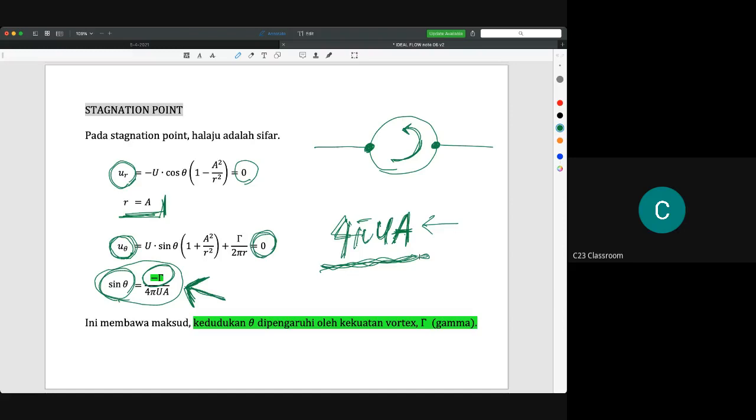Pi is a number, U is the linear velocity. If U is equal to 0, it means there is no linear flow. Maksudnya tidak ada hal laju linear, so awak akan hanya ada doublet. Okay, boleh. And then A adalah radius, menunjukkan jejari di sini. Okay, oleh itu yang kita tulis sebagai kedudukan theta dipengaruhi oleh kekuatan vortex, kerana nilai gamma sahaja yang boleh berubah-ubah. Kerana nilai gamma akan merujuk kepada berapa laju pusingan silinder. So awak boleh lajukan silinder, awak boleh perlahankan silinder.